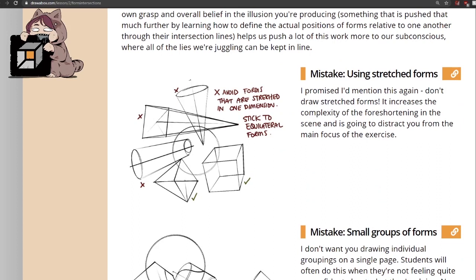Mistake. Using stretched forms. I promise I'd mention this again. Don't draw stretched forms. It increases the complexity of the foreshortening in the scene and is going to distract you from the main focus of the exercise.